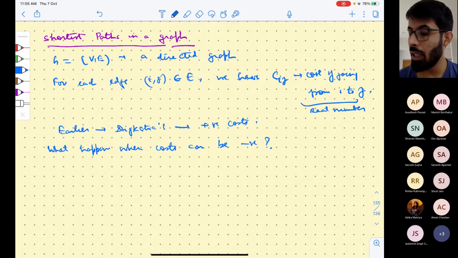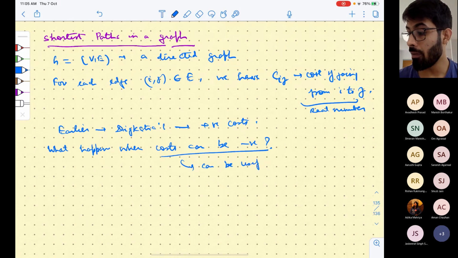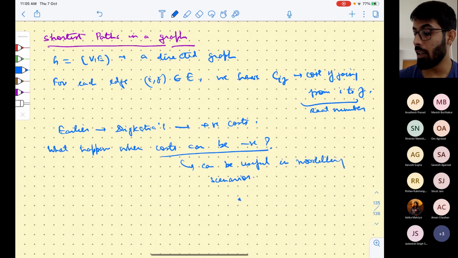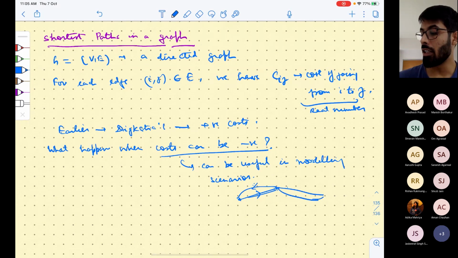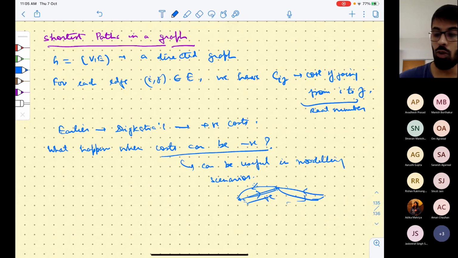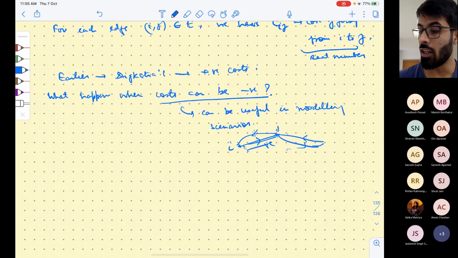And this cost being negative can be useful in many scenarios, can be useful in modeling. Like you have a graph of currencies, where if you exchange some currencies, how much you gain or how much you lose. So you can have positive or negative costs there, depending on whether you are losing money or gaining money by going from this currency to that currency, and so on.